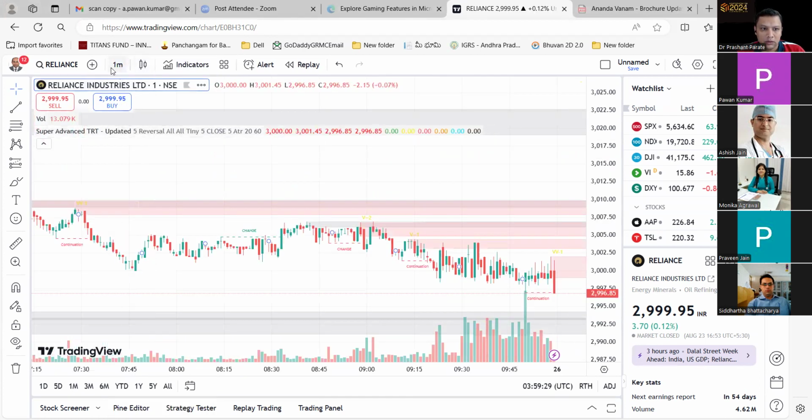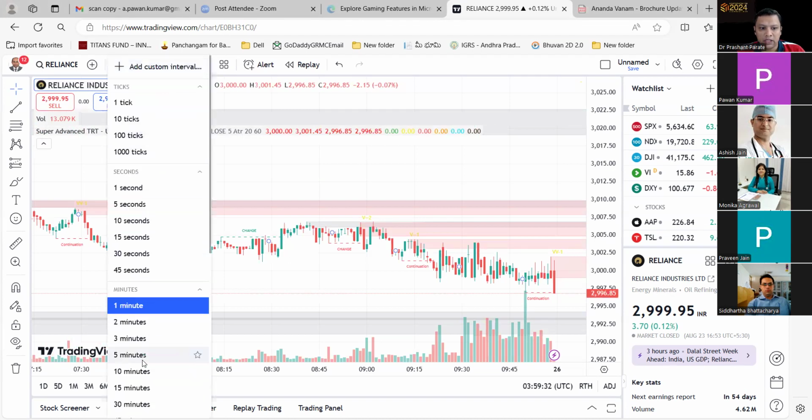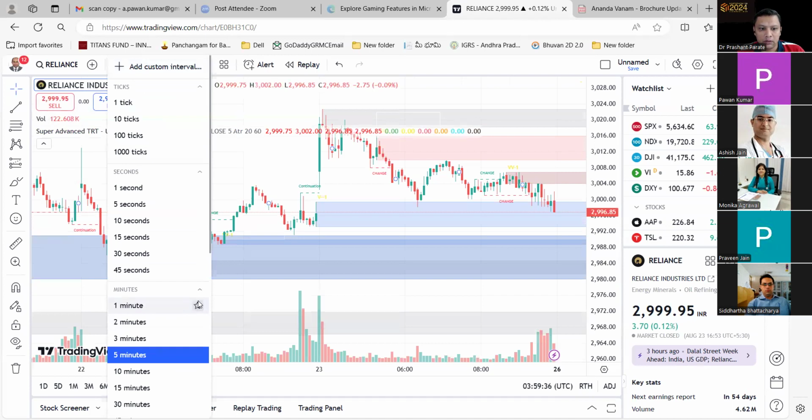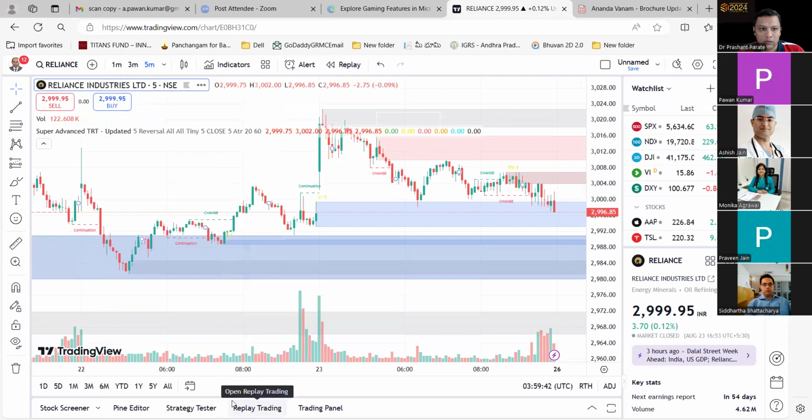Okay, now you can star mark it. The time frame which you want to use, you can star mark and those time frames will appear there. Okay, got it. Thanks.